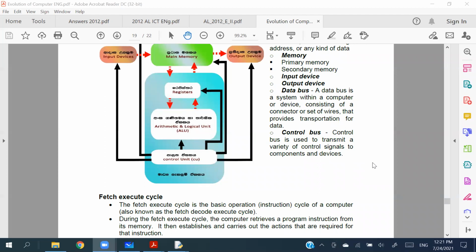I'll read you again. An address bus is a computer bus architecture used to transfer data between devices that are identified by the hardware addresses of the physical memory.